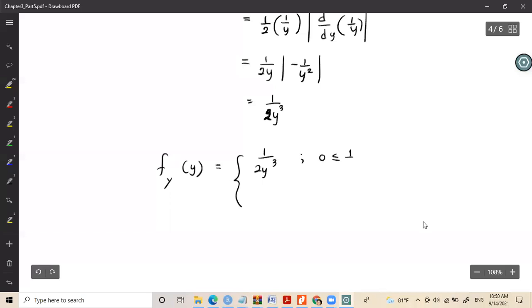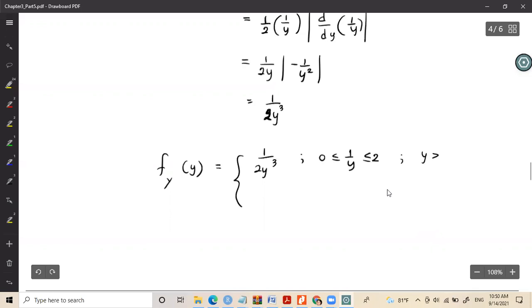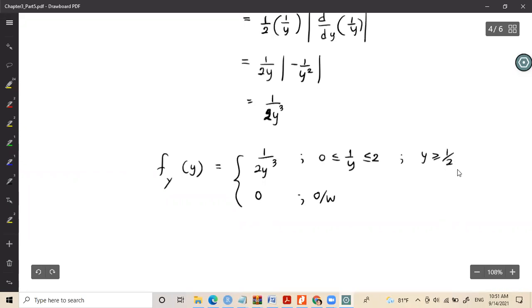So this will be 1 over y is in between 0 and 2 because 1 over y is x. So if you want, you can write y greater than 1 over 2. And the other side, it is going to infinity. So it should be greater than 1 over 2, 0 otherwise. So this is how you write down the final answer.